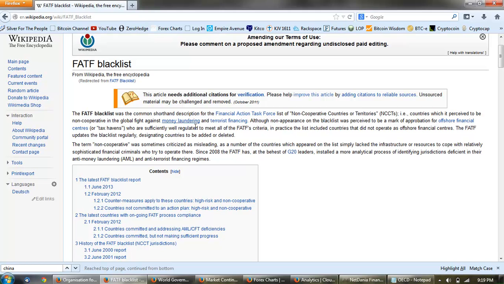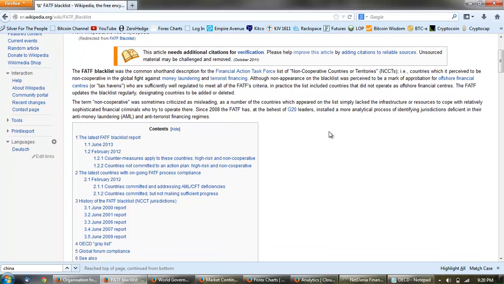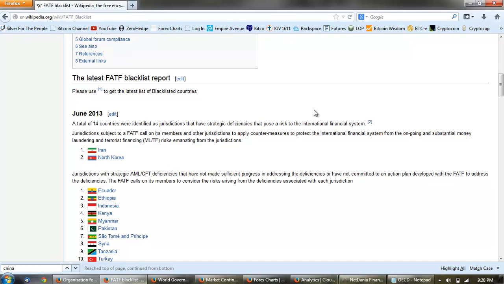The FATF blacklist was a common shorthand description for the Financial Action Task Force list of non-cooperative countries or territories, countries which they perceive to be non-cooperative in the global fight against money laundering and terrorist financing. So there's their excuses. There's the phony stories they come up with to try to take all of your money. They're fighting against money laundering and terrorist financing. Now we know they're actually the ones behind all the money laundering and the terrorist financing. So that's just a ruse.